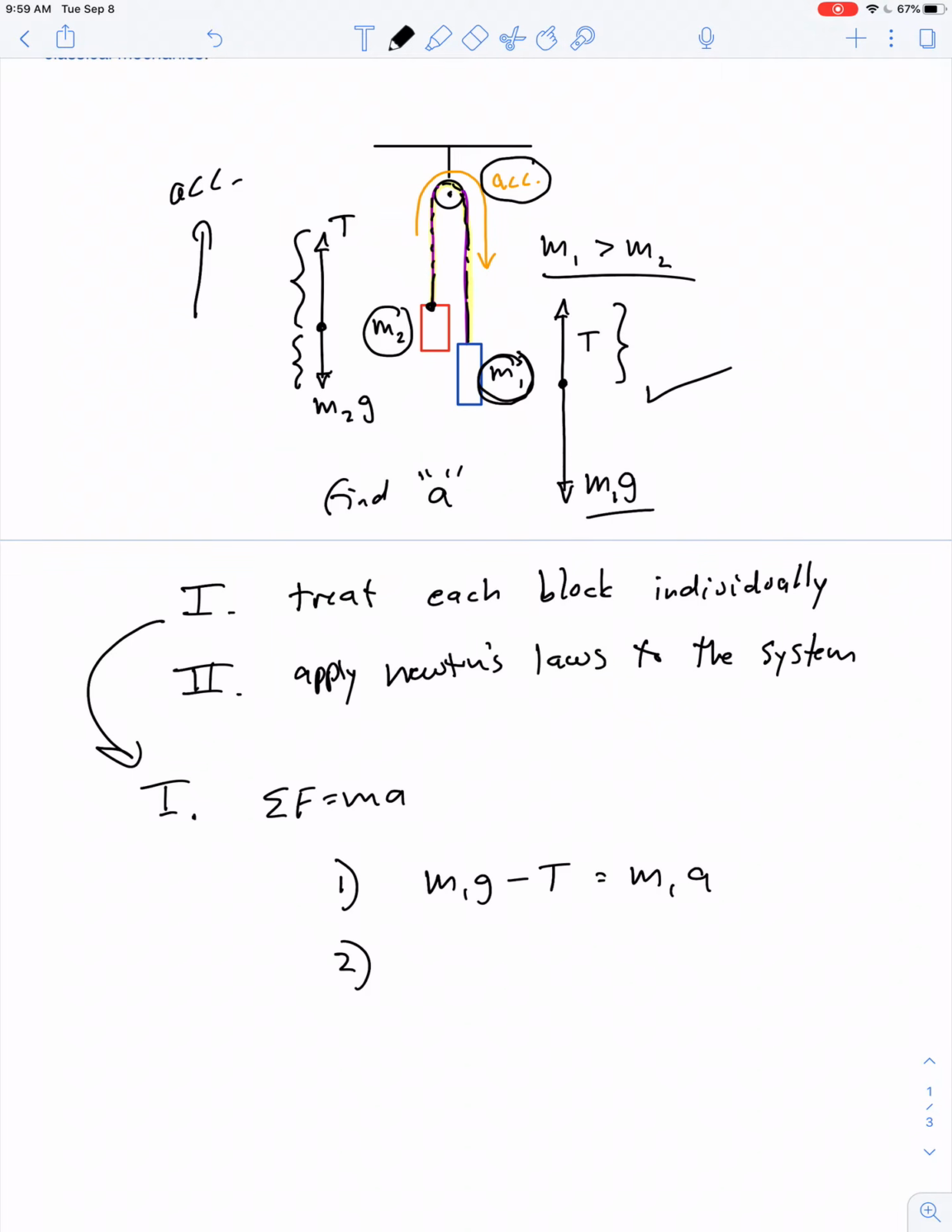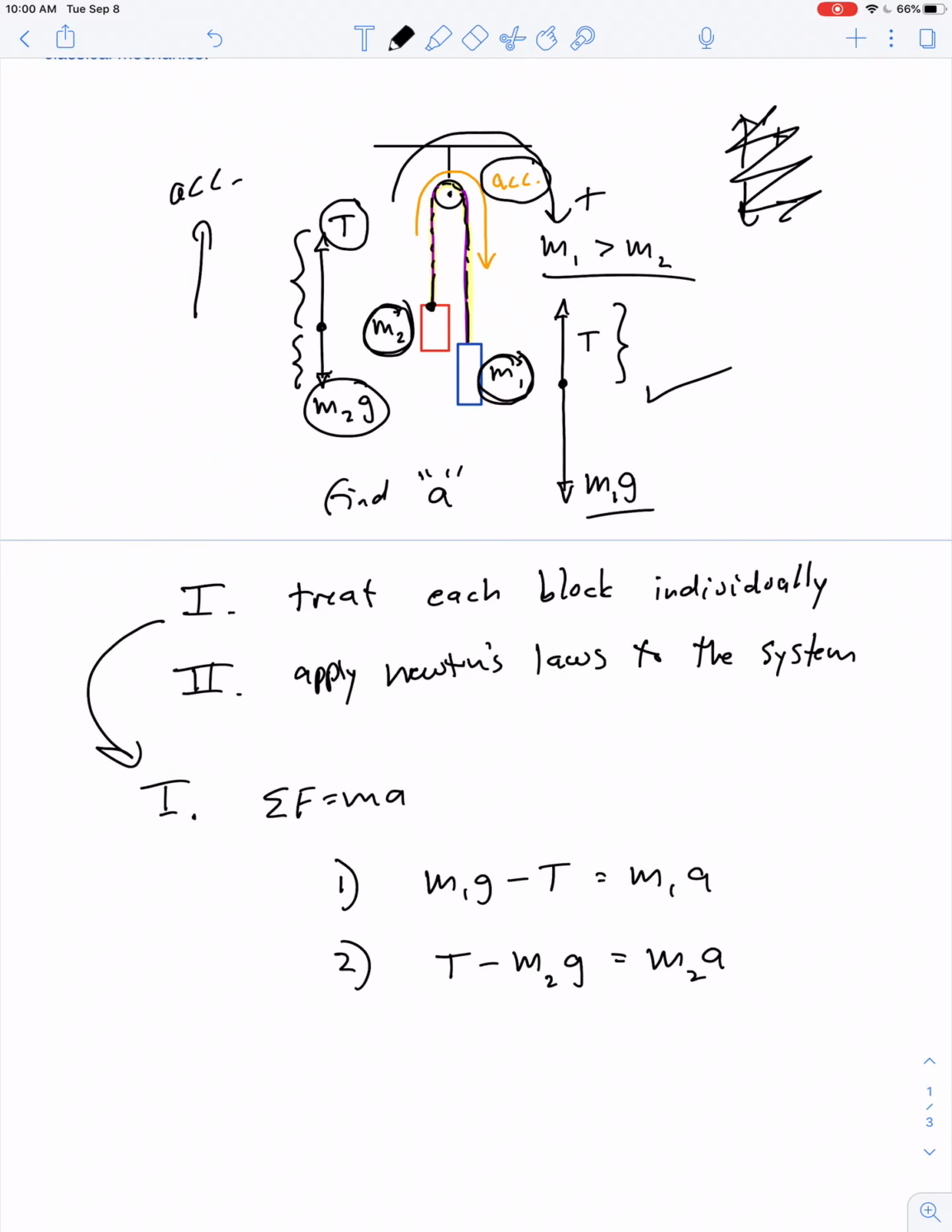So we have a kind of interesting frame of reference. It's not so much that up is positive and down is negative. Instead, we just say the direction of acceleration is positive motion. So for determining the net force on block number 2, again, it's the larger force in the direction of the acceleration minus the smaller force opposite the direction of acceleration. So we get T minus m2g. That's a way of saying net force. And by Newton's second law, net force has to equal ma. And there we have it.